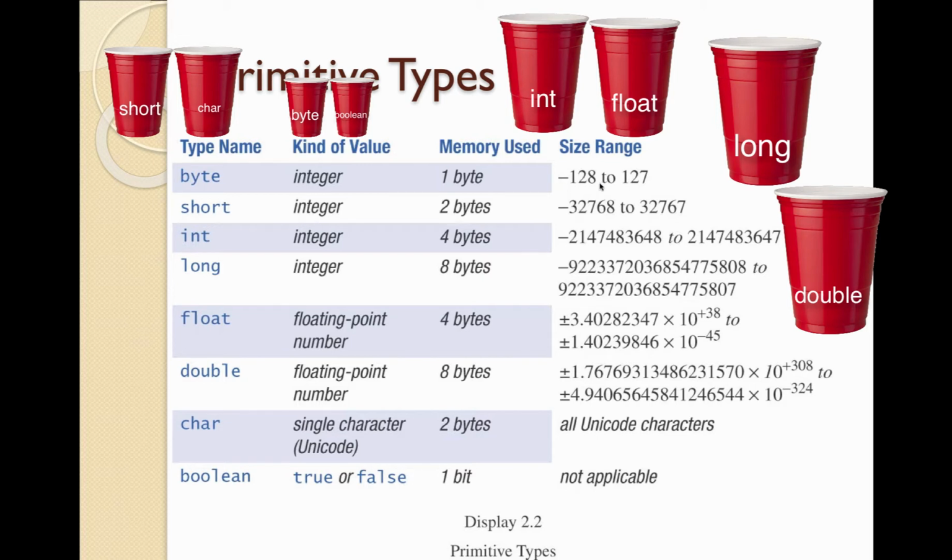All right, let's look at our size ranges over here. Notice that we have some size ranges. We can go from negative 128 to 127. That means if we tried to store the number 128 inside of a byte, it would fail.